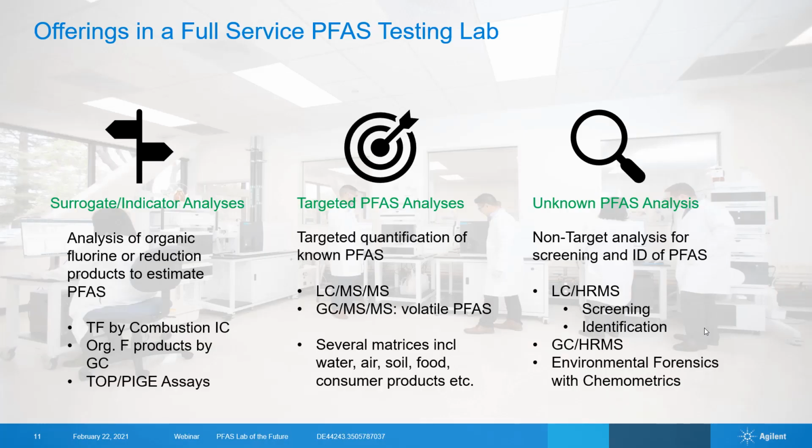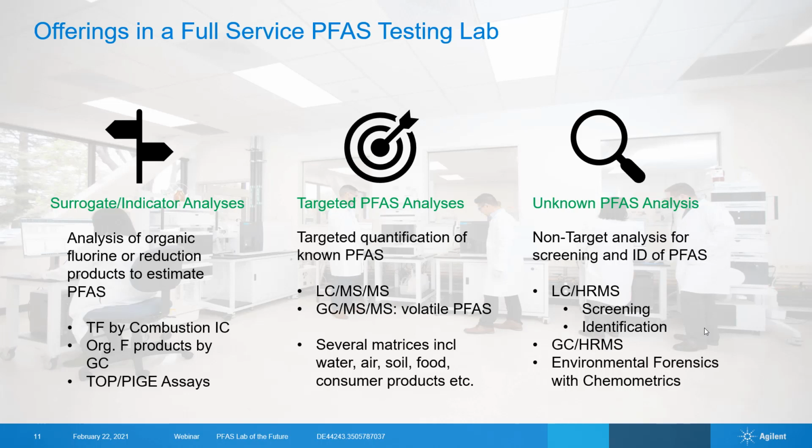Okay, so when we think about the offerings in a full service PFAS testing lab in the future, they can really be divided into three formats or three functions. The first thing, as I mentioned, is that this lab of the future will be offering surrogate and indicator analyses for PFAS. So these will typically be the analysis of organic fluorine or some sort of reduction products to estimate PFAS. The most common examples will be measuring total fluorine with combustion IC, or measuring organic fluorine breakdown products by GC or GC-MS.